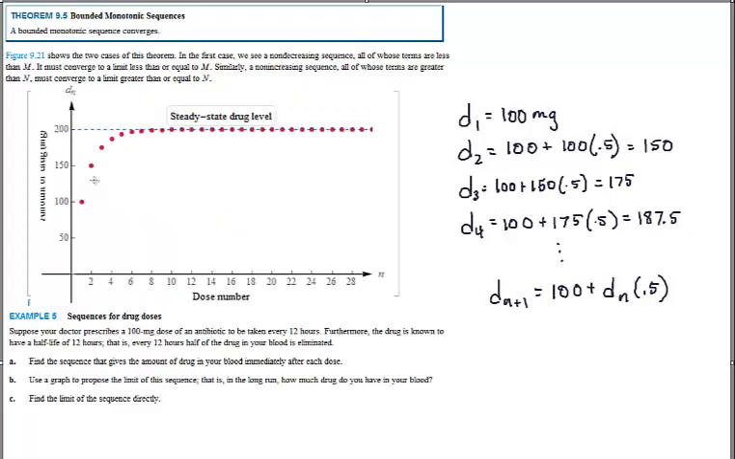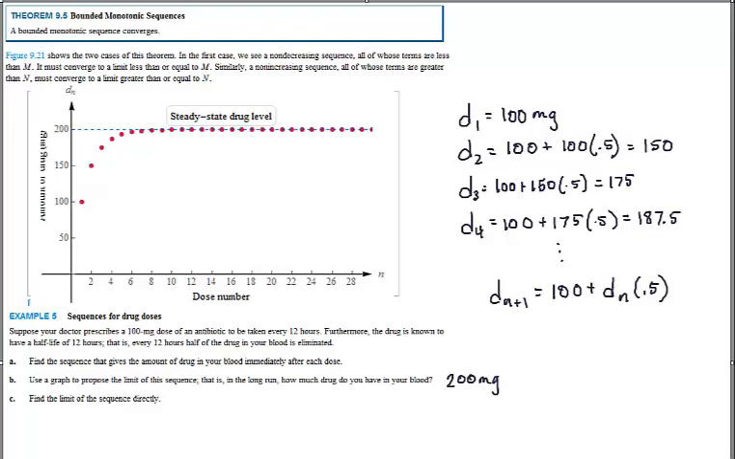Alright, so here's the graph, and it looks like after about 10 doses or so you're going to be steady-stating it out at 200 milligrams, and that's how much of the drug would be in my blood after each of these different dosage numbers. So this would be 200 milligrams. From this I would say that the limit of this sequence would be 200.